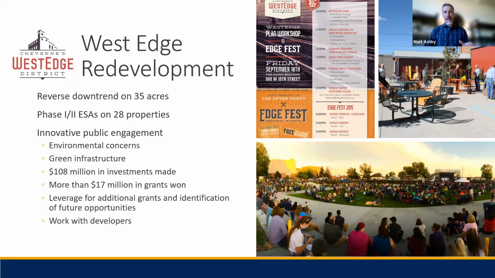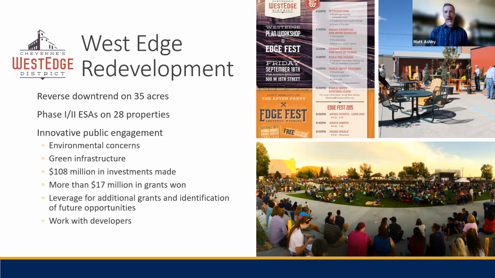So we're going to dive into just a couple of examples from around the country and some of the ways that the assessment grants were used beyond just those environmental studies. So the West Edge redevelopment in Cheyenne, Wyoming was how I got started in the brownfield process. It was a neighborhood-wide assessment that really started to look at ways to address flood concerns by taking brownfields and converting them into flood mitigation areas and parkland.